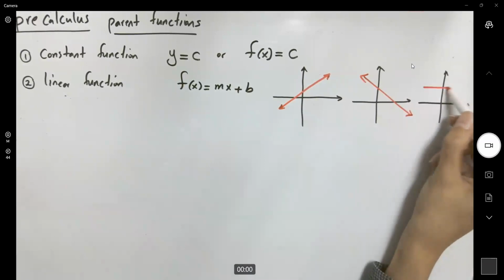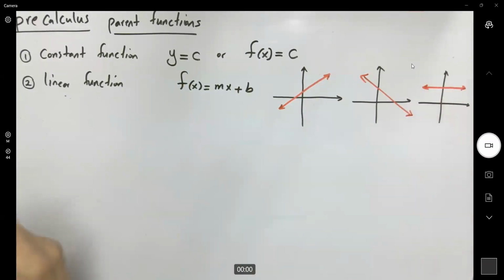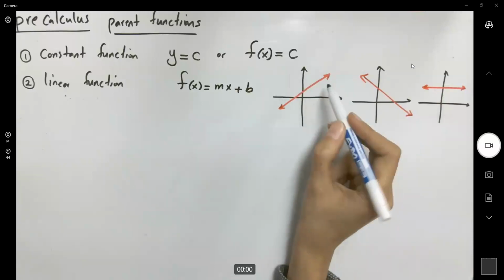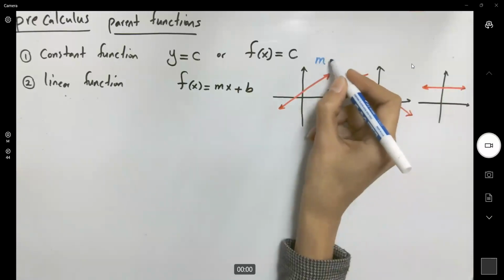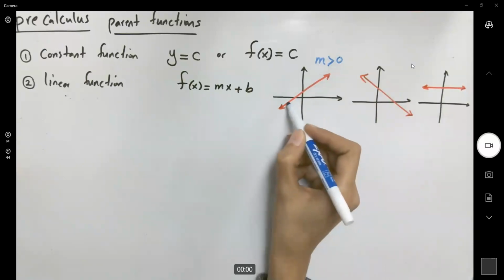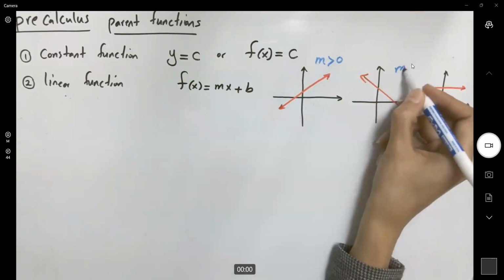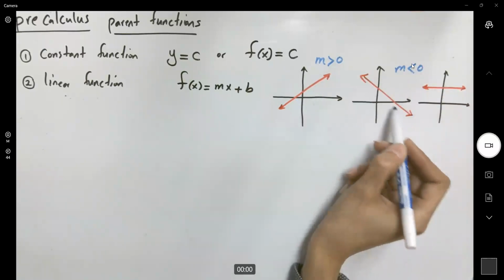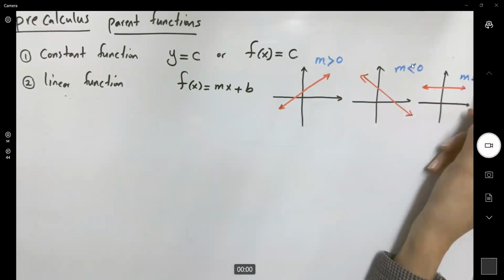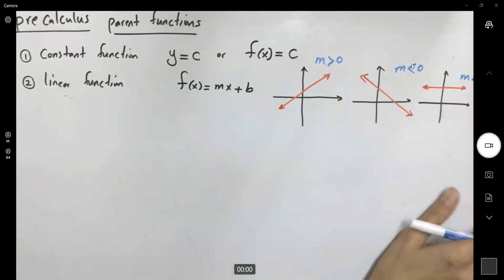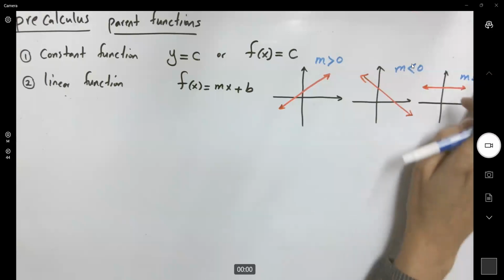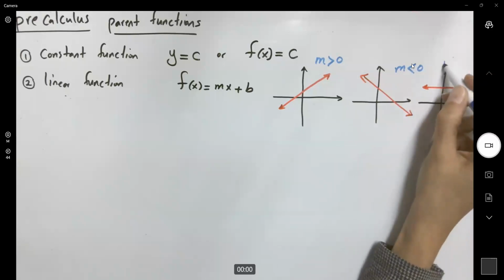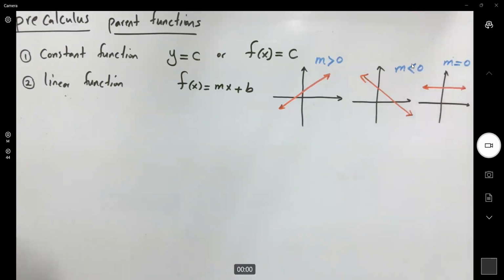So for each case, we can just analyze the slope of the line. m is positive because the graph is increasing. m is negative because the graph is decreasing. And in this case, you have a flat line, m is equal to 0. There you go. What is the next function?